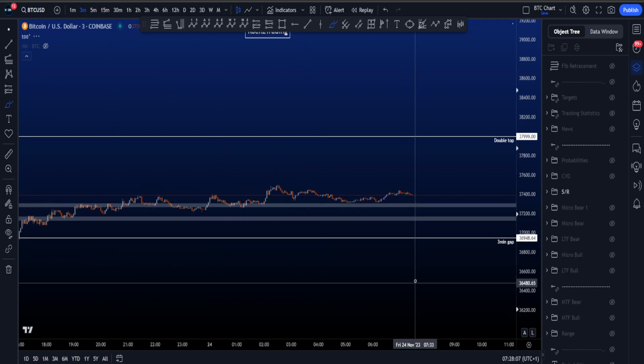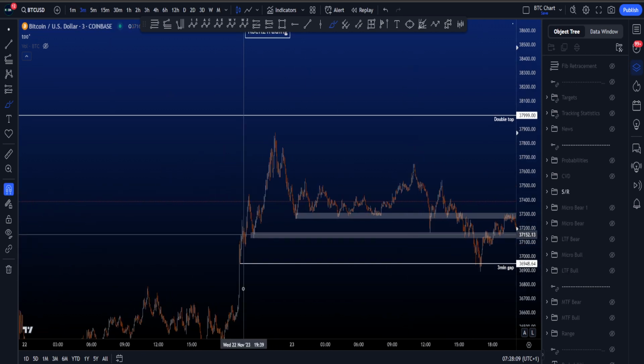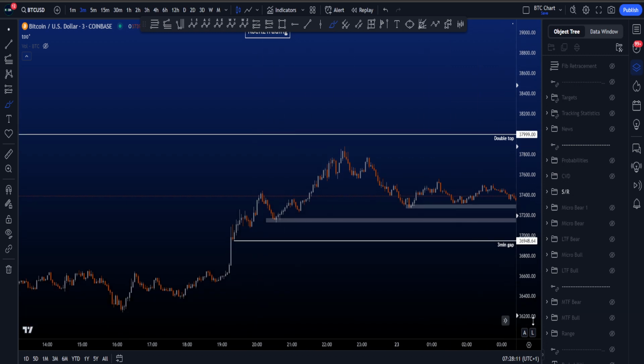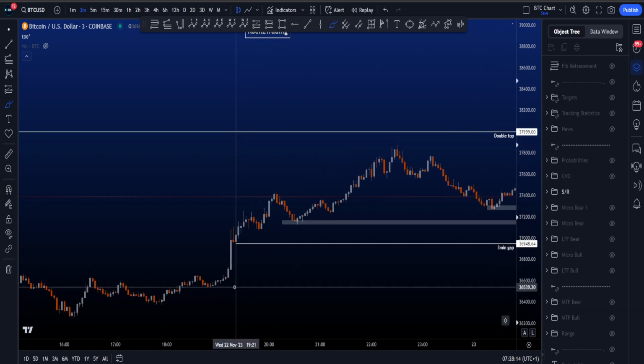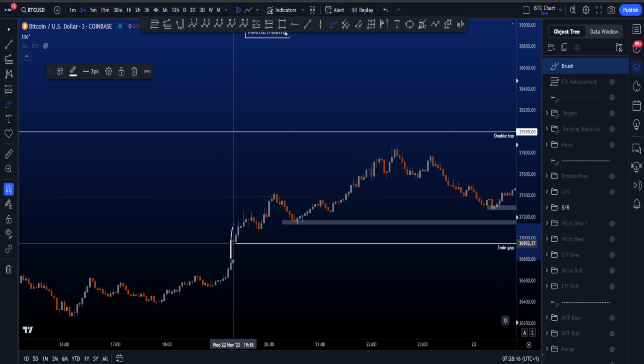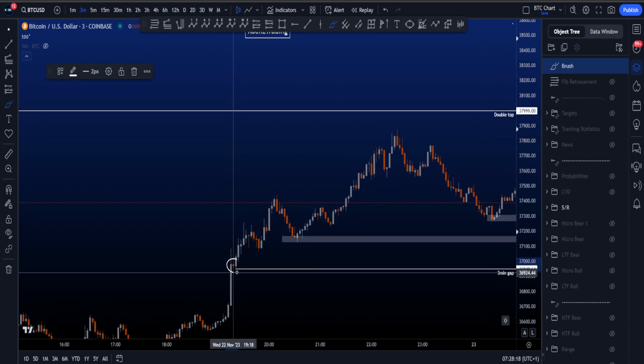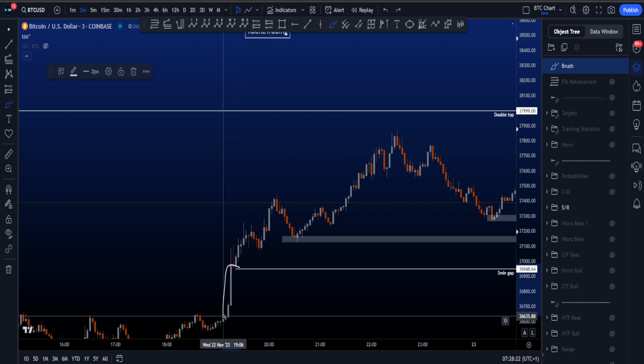Now for viewers that are new over here, the 3-minute gap was this one over here. So I really enjoy keeping an eye on gaps. We had a big push to the upside followed by a red candle. That's what you like to see. And then the low over here of actually just the next candle here, that is the high of your 3-minute gaps.